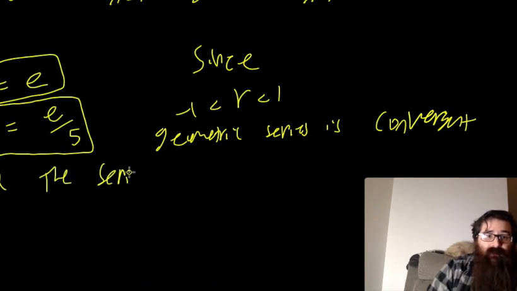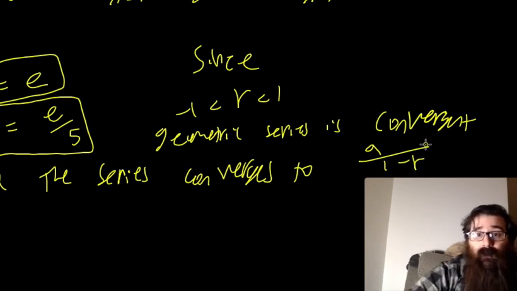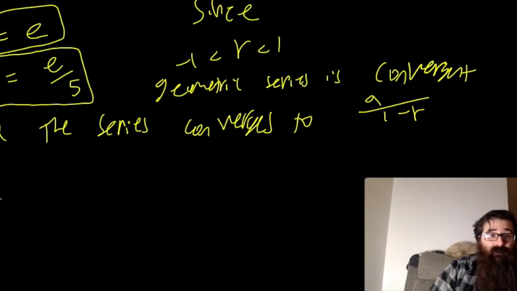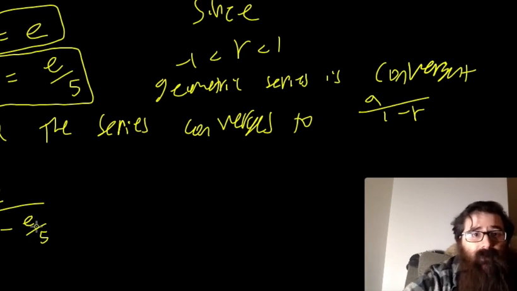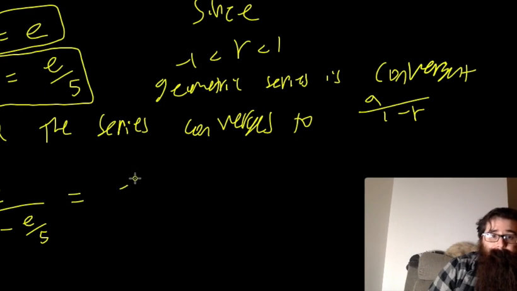And the series converges to, since it is a convergent geometric series, I can tell you what it converges to. It's going to converge to a over 1 minus r. But I know what these pieces are, so I should be solving this, which is going to be e over 1 minus e over 5. And well, here, let me rewrite it. But I don't want to leave it like this.